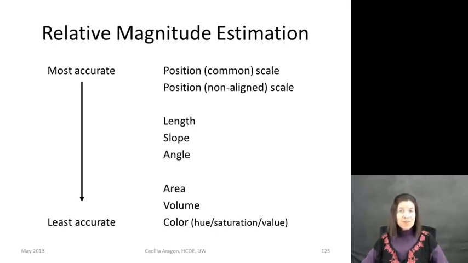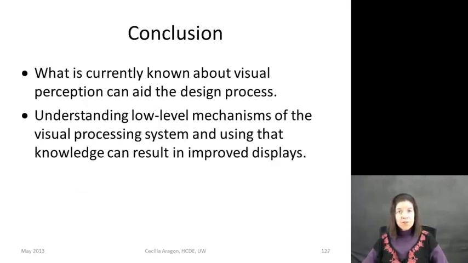And finally, humans are most inaccurate at using color to judge magnitude. So again, we have evidence that hue, saturation, and value are not very good choices when representing quantitative data. So the conclusion to these 3 lectures on visual perception is that what is currently known about visual perception can aid the design process. Understanding the low-level mechanisms of the visual processing system and using that knowledge can result in improved displays.